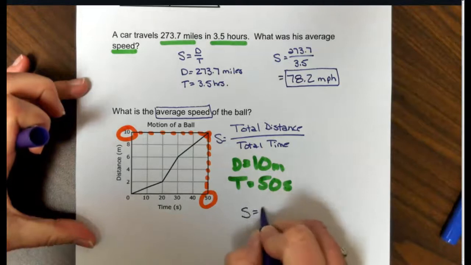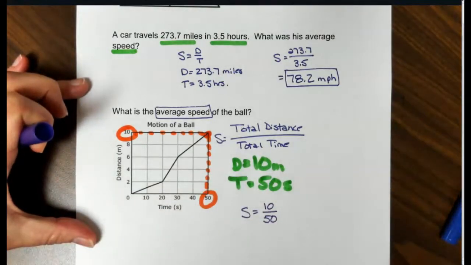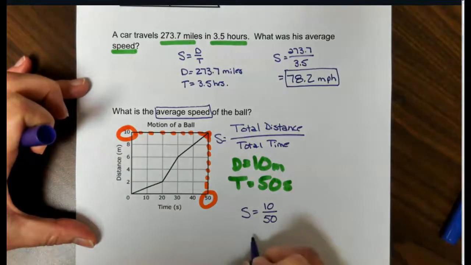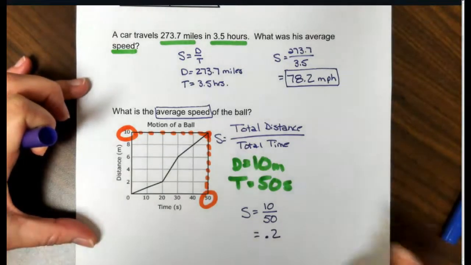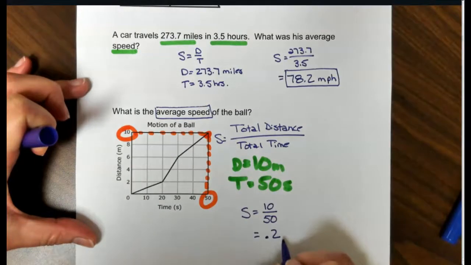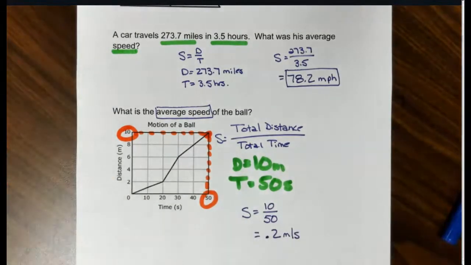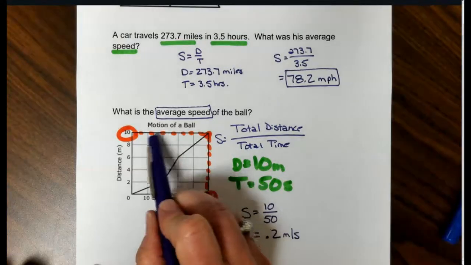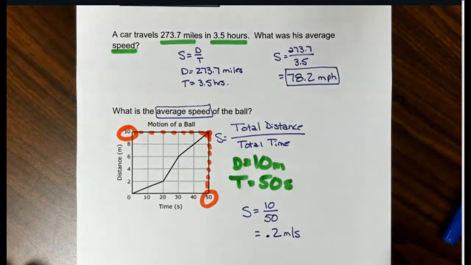So speed is going to be equal to 10 divided by 50. Make sure to do the math. Do not guess. So this is going to be equal to 0.2 meters per second. So make sure that if it's a graph, you find your total distance and your total time. Right? Always use a calculator to check your work. Do not assume that you know the answer.